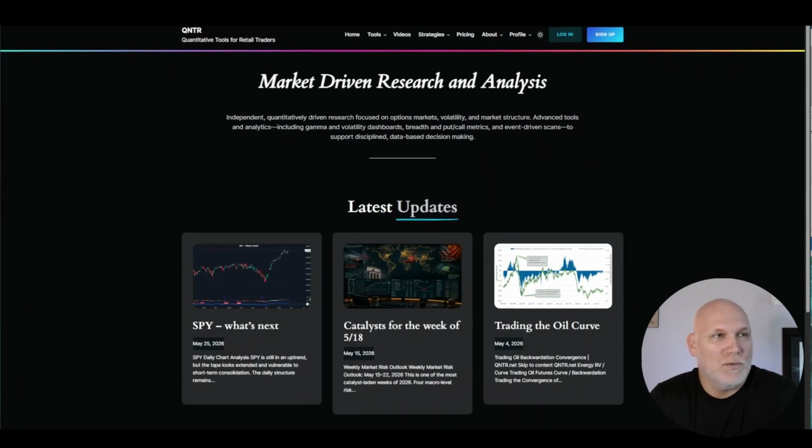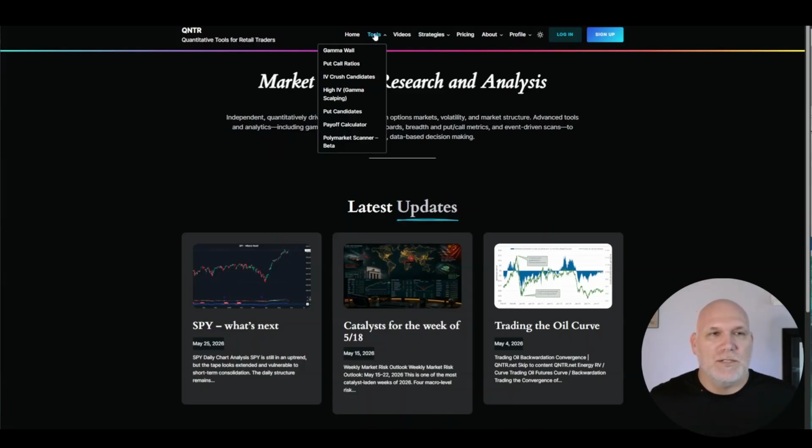So without further ado, let me introduce Quantitative.net. It's quantitative tools for retail traders. Let's jump into the real meat behind this website, and that's under the tools section. There's several tools to be able to choose from, and they're all included in one membership.